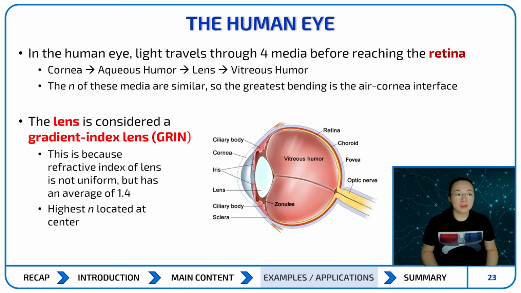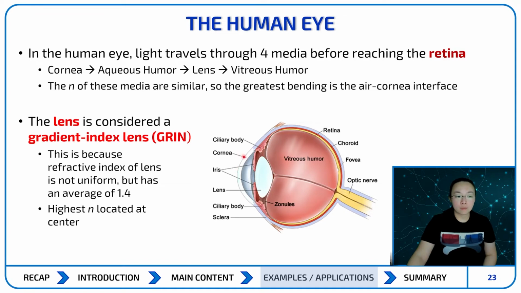So in the human eye, light is going to travel through 4 specific media before reaching the retina. So it travels through the cornea, which is over here. We can take a look at the eye here. Let's assume that the light hits the eye over here at the cornea.